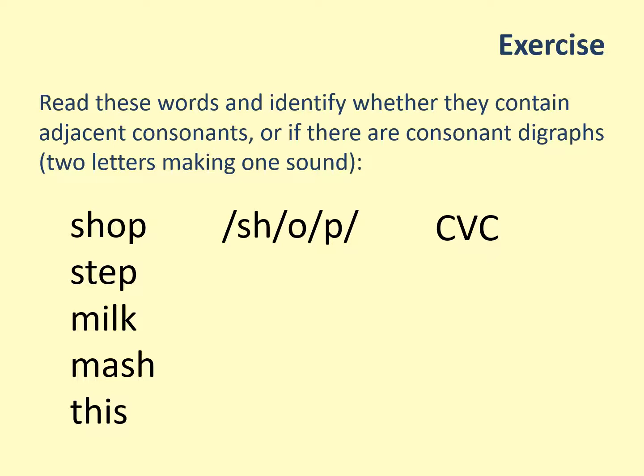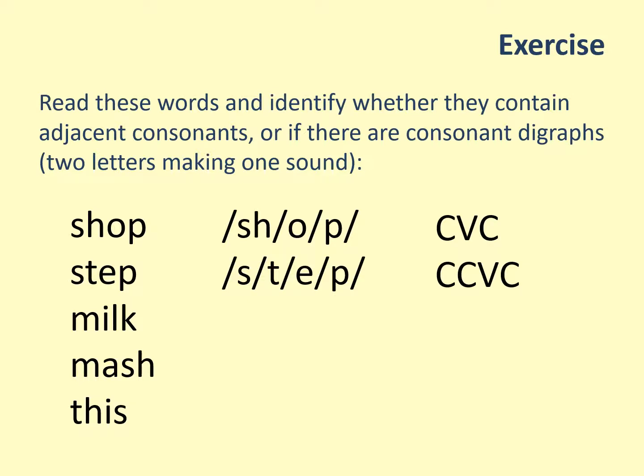Next example, step. Orally segment it. St, e, p. We can hear each sound. We can hear the s, the t, the e, and the p, which means we have adjacent consonants. It's a CCVC word. What about milk?